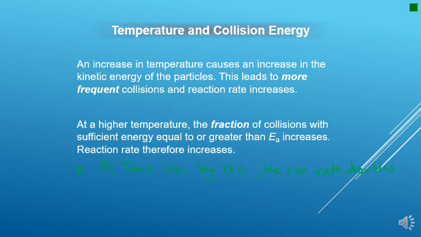Next, we'll discuss the effect of temperature on the collision energy. So again, an increase in temperature causes an increase in the kinetic energy of the particles. This will lead to more frequent and more violent collisions and will, as a result, increase the reaction rate. At a higher temperature, again on that Maxwell-Boltzmann distribution curve, the fraction of collisions with sufficient energy equal to or greater than the activation energy will increase, which will cause the reaction rate to increase as well. So again, it is just a fraction of the collisions, not all of them.